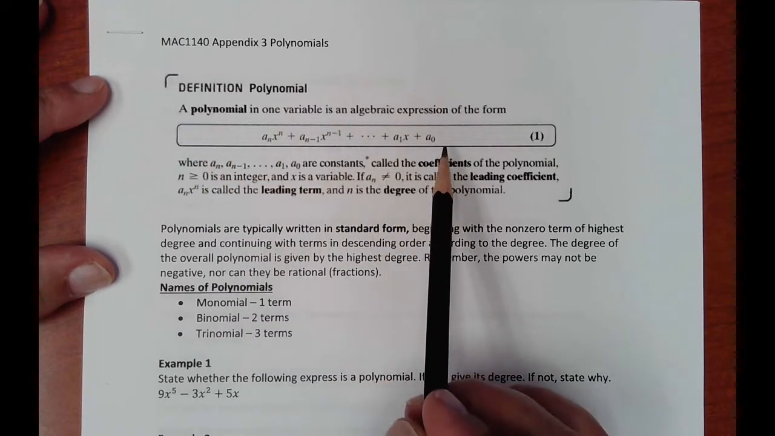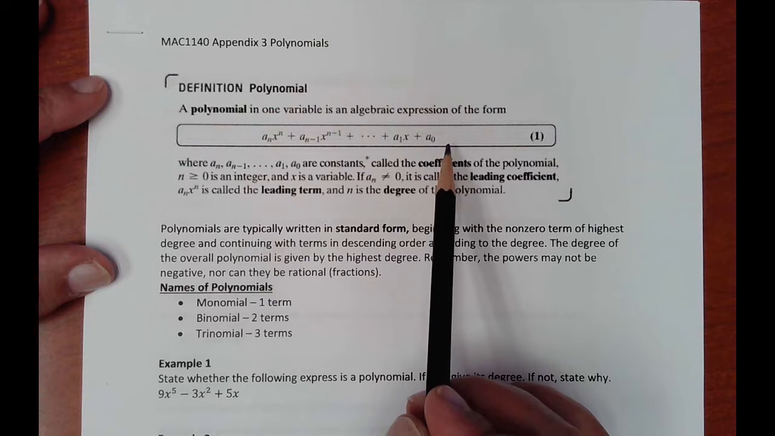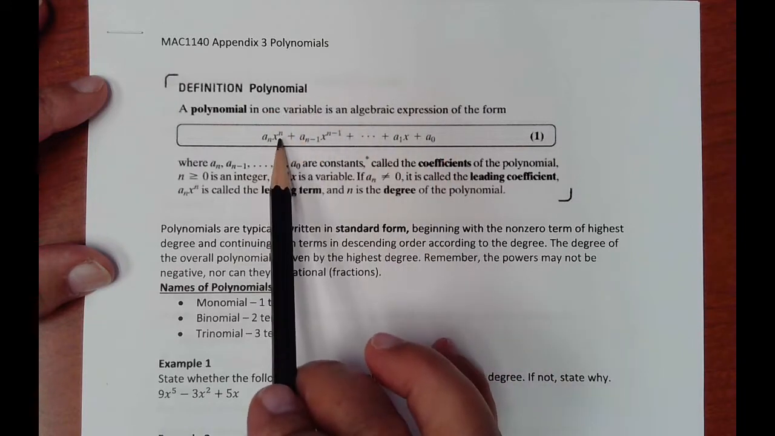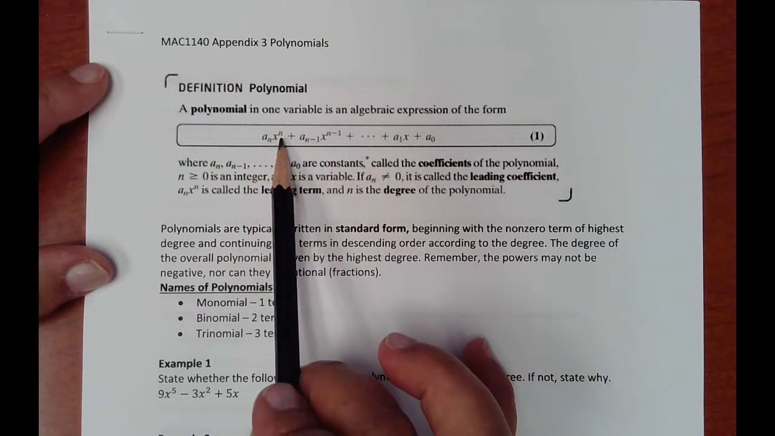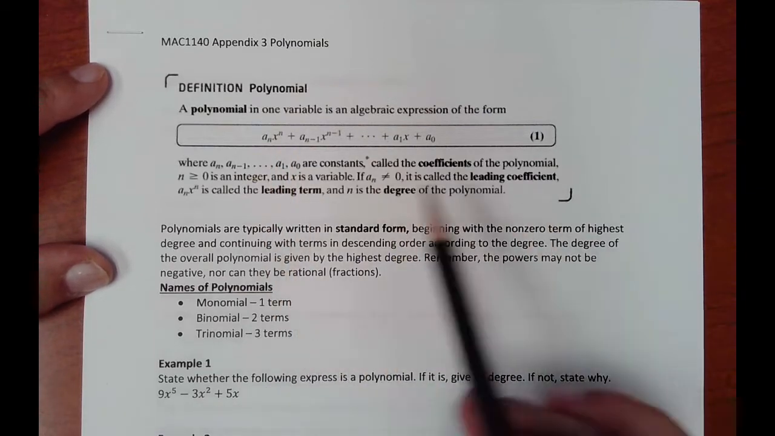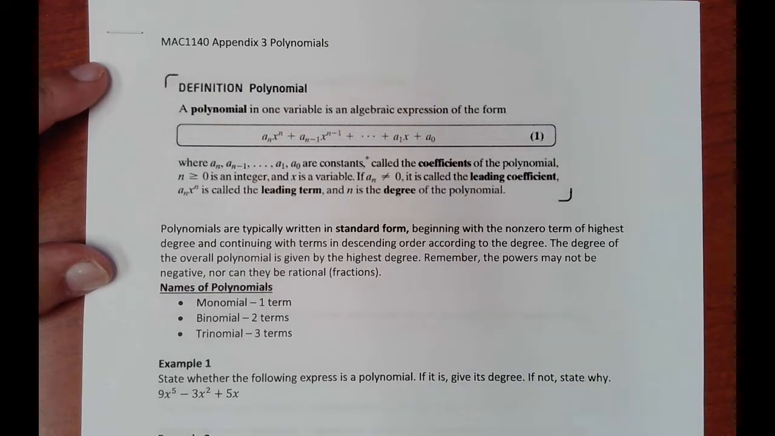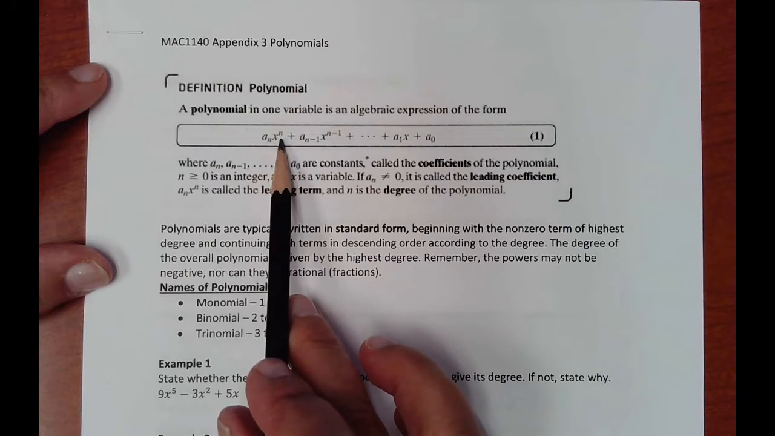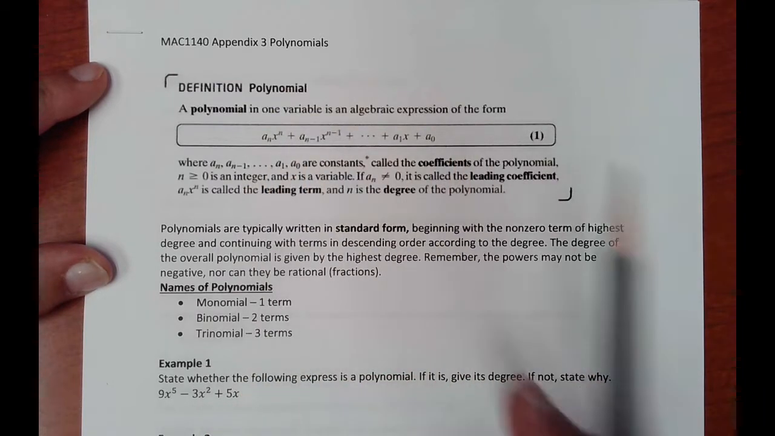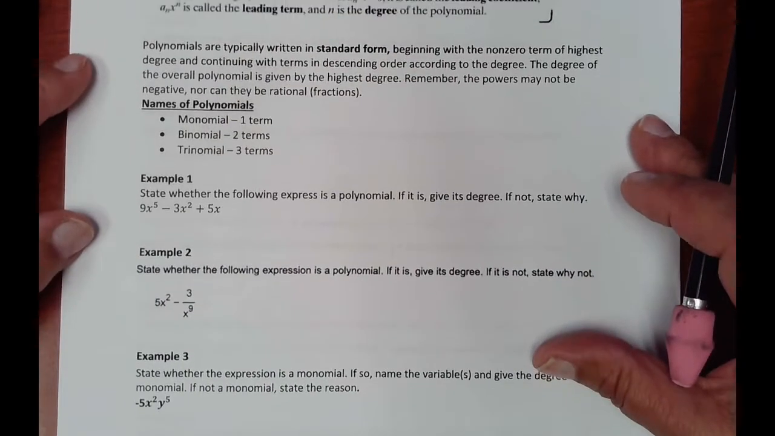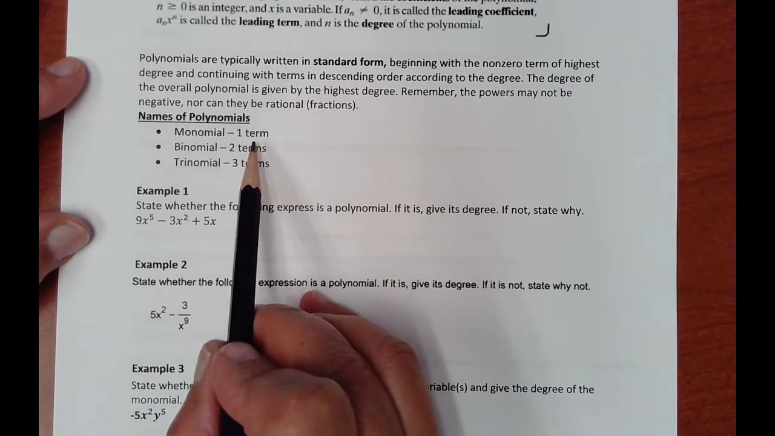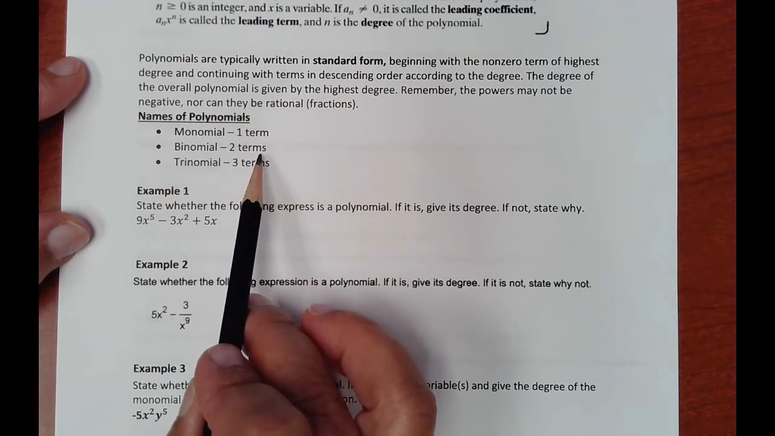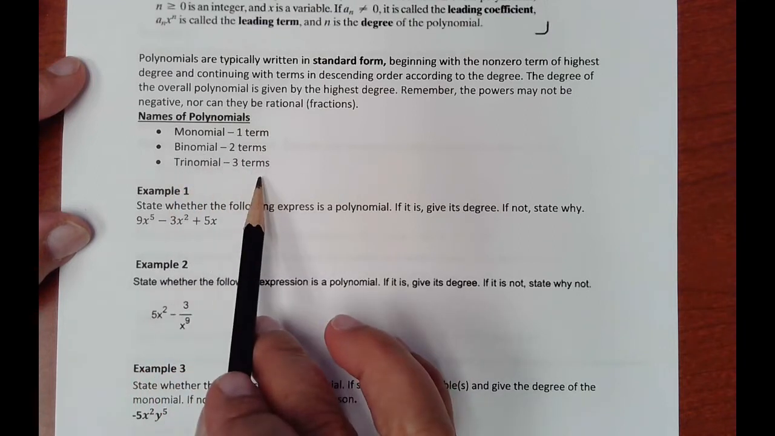When you are considering whether an expression is a polynomial, really be careful about checking the powers or the exponents. Those powers cannot be negative, nor can they be fractional. And that is written down here. Typically, we write polynomials in standard form, so we list the terms from the highest degree all the way down to the lowest degree. We have specific names for polynomials. A monomial is a polynomial with one term. A binomial is a polynomial with two terms, and a trinomial is a polynomial with three terms.